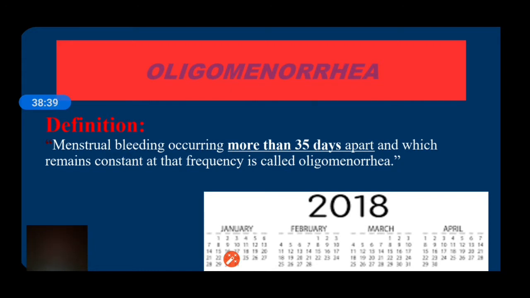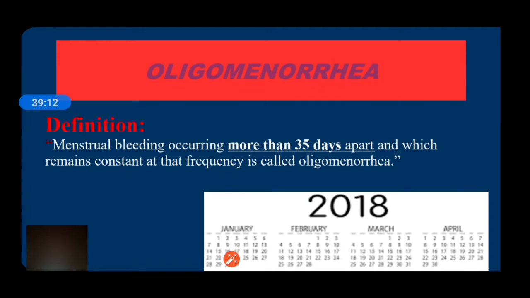That means more than 35 days once she is getting a cycle. More than 35 days means 40 days, 50 days, like once in 2 months, 3 months, if the cycles are coming, then that is to be considered as oligomenorrhea. Only once, suppose if she got the cycle delayed for more than 35 days, then you cannot call that oligomenorrhea.